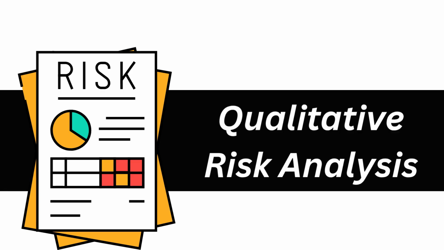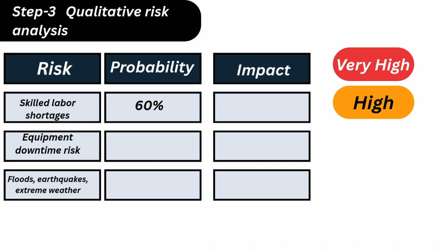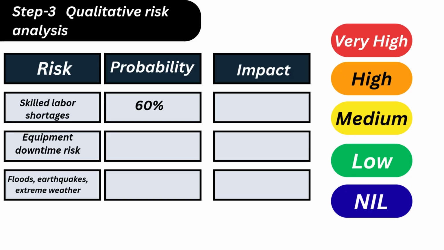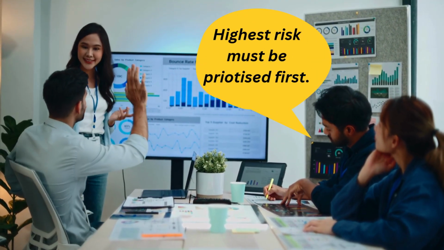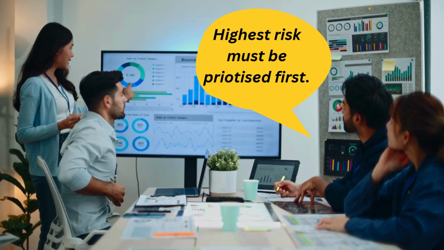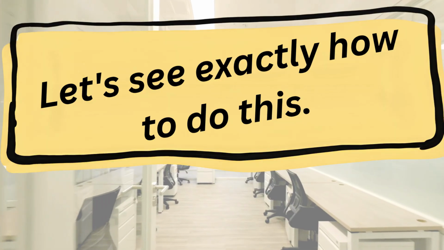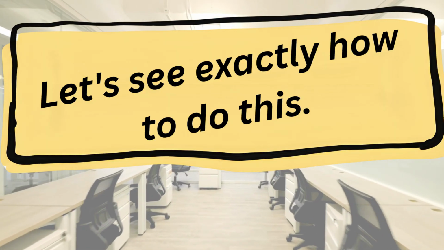By performing qualitative risk analysis on all the identified risks, we can categorize them based on their priority levels, that is very high, high, medium, low or nil. This helps the project team to focus on the most critical risk and allocate resources effectively. Now let's see exactly how to do this.